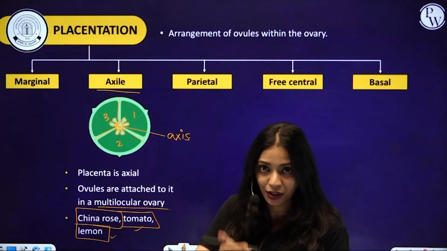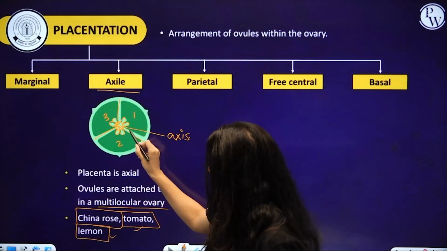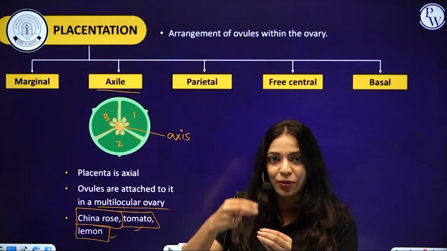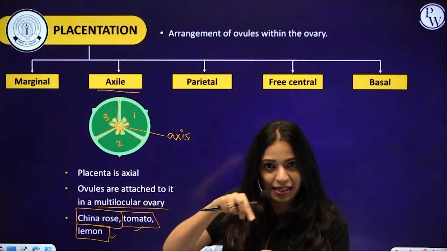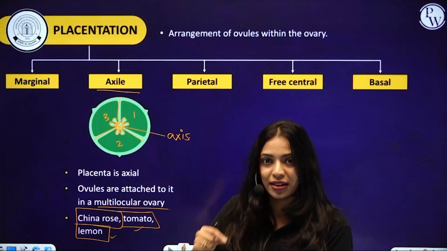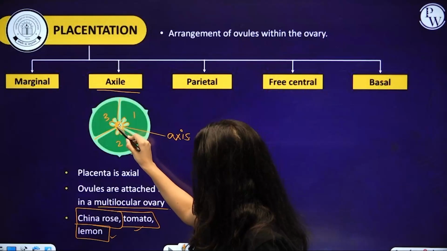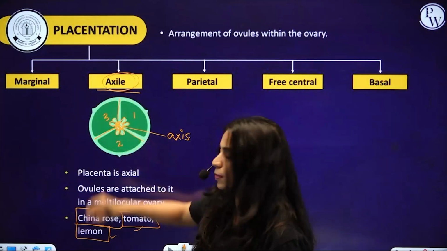If you cut open a lemon, you will see different partitions. Those partitions are nothing but these septa. And within each chamber, within each locule, you can see some seeds arranged, right? Seeds attached. So that is how the ovules will be attached in the ovary. So here you have an axis. That is why it's called axial placentation.